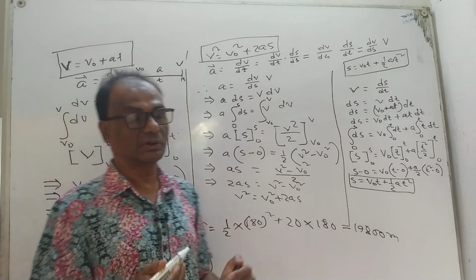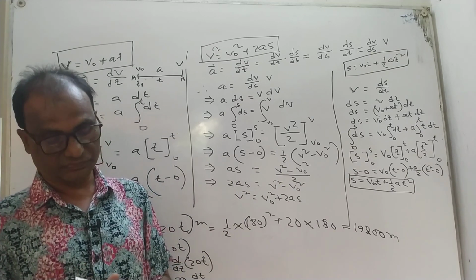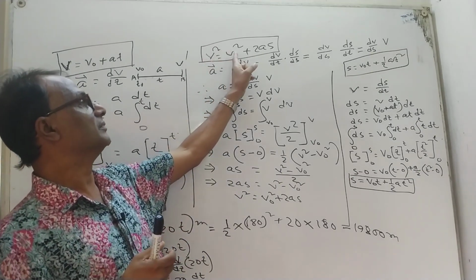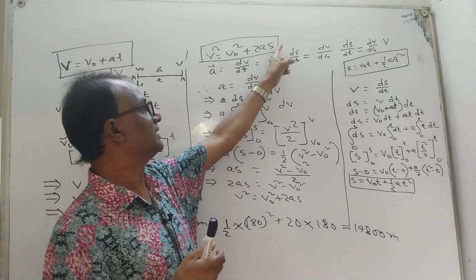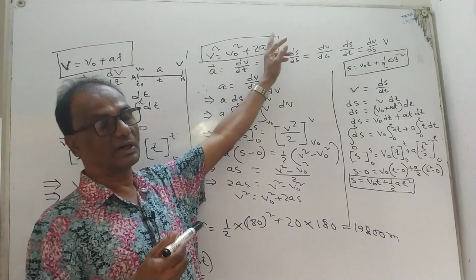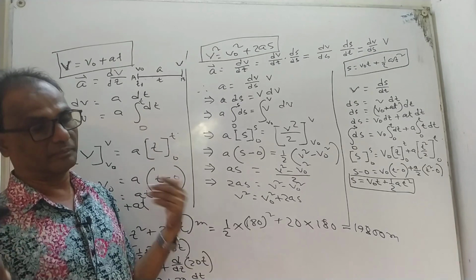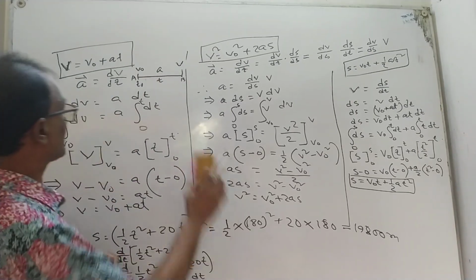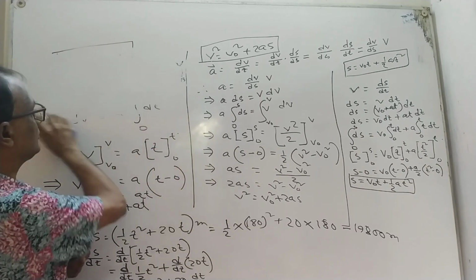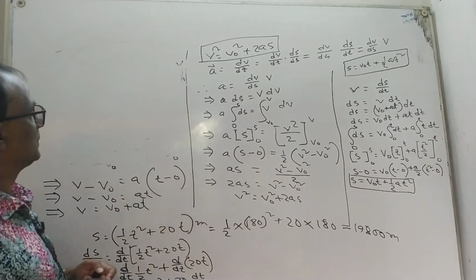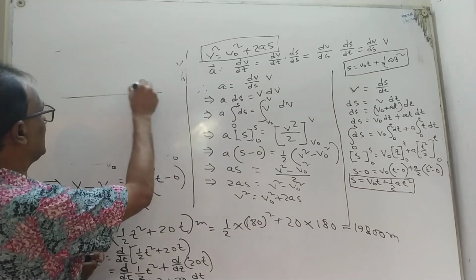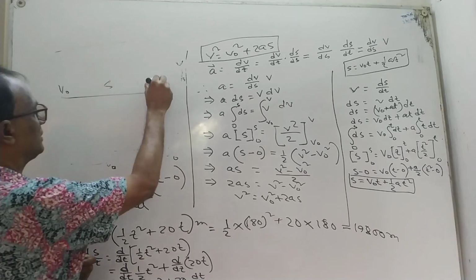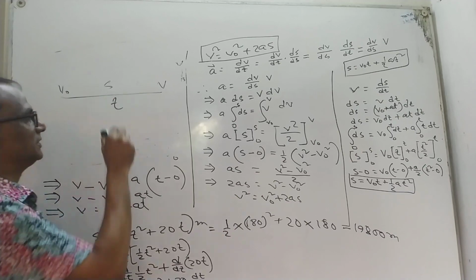Again, we are going to derive v square equal to v naught square plus twice a s, where s is the displacement of the body, with initial velocity v naught and final velocity v at time t.